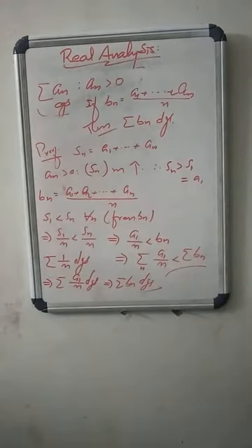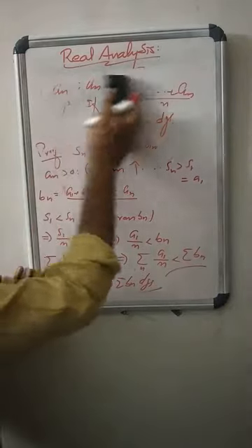So, crucially: if sigma An converges with An greater than 0, then Bn, which equals (A1 plus etc. plus An)/n, always diverges. Agreed? Okay. So this is the end of this chapter.